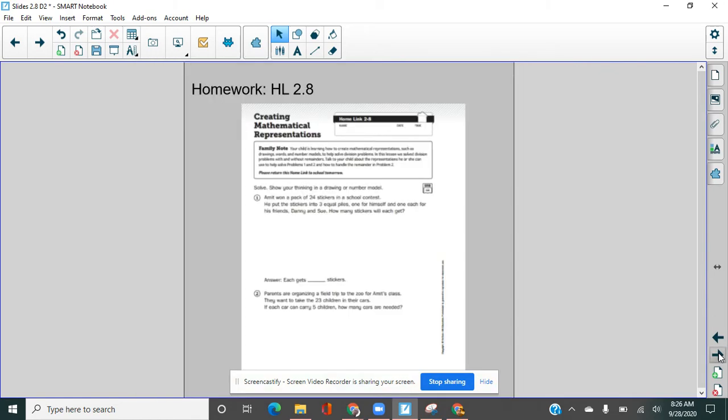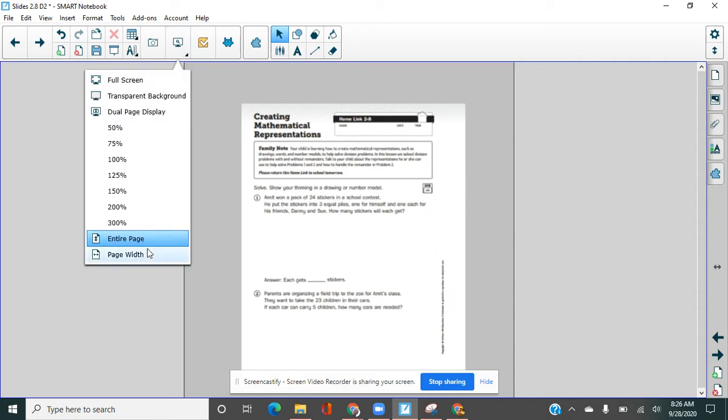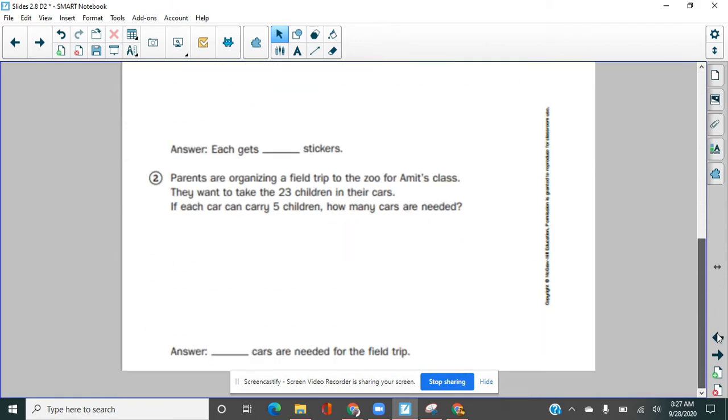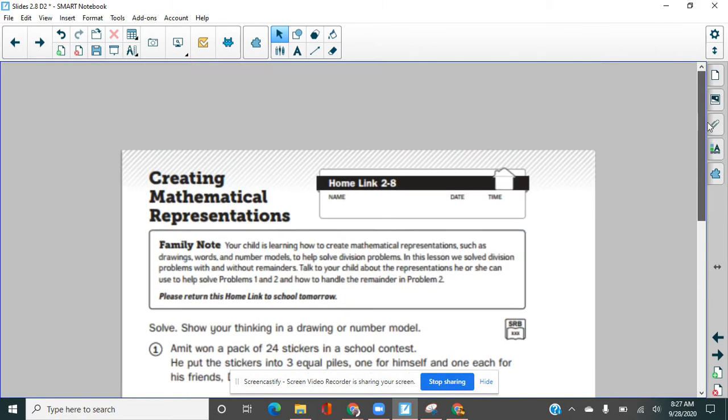All right. So now we're going to take a look. This is not homework. Well, I guess it's all homework right now, isn't it? We are going to look and use HomeLink 2.8. So you will not find this in your math journal. You need to get your HomeLink book and turn to lesson 2.8. So go find that.